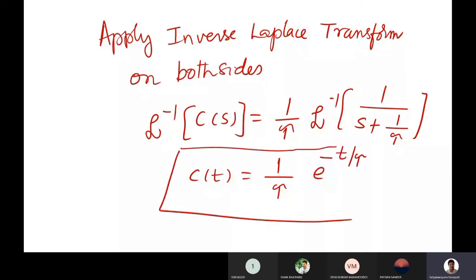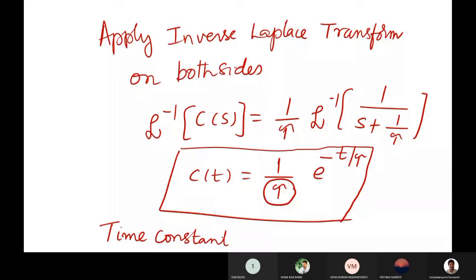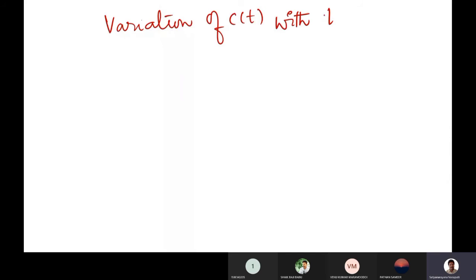This is known as the natural response of a first order system with the transfer function 1 by S tau plus 1. Here, this tau is known as the time constant of the system. So, if you plot the characteristic of C of t with respect to time, we need to take time on the x-axis and C of t on the y-axis.